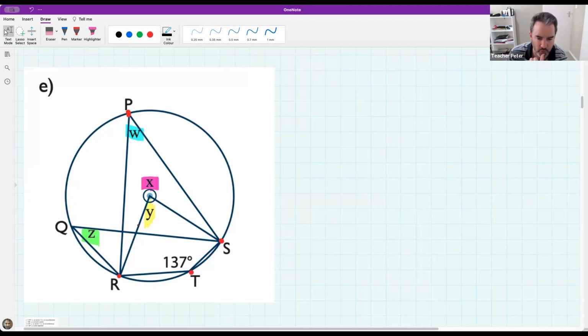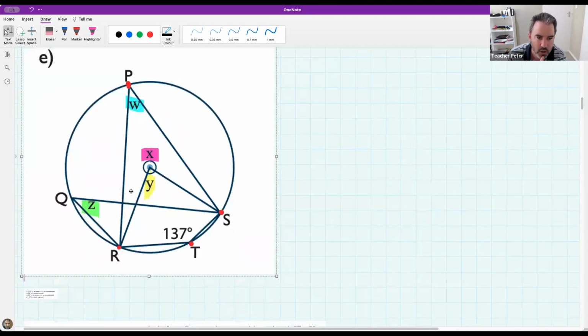I've only seen y so far. So most students seem to want to go for y. What theorem are we going to use to find y? Who has some ideas for us? Opposite angles of a cyclic quad.